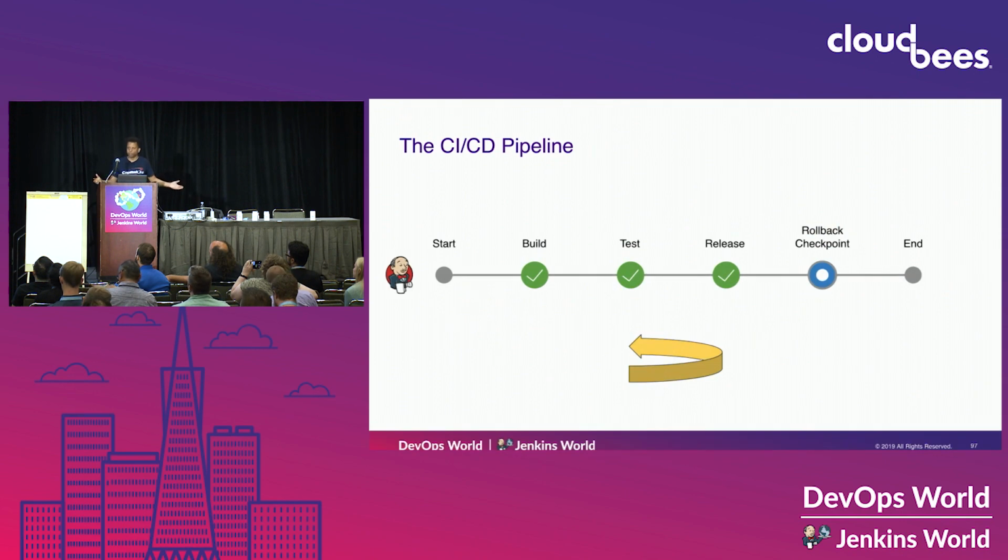All right, so we've released our code. Everything looks good. The final step in our pipeline is the rollback checkpoint. This is where we're going to pause the pipeline and monitor for potential issues in case we need to roll back.